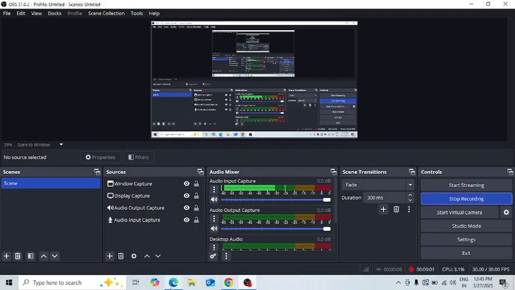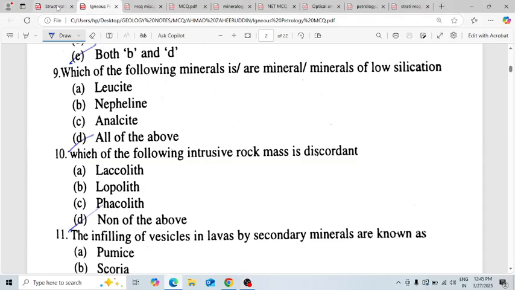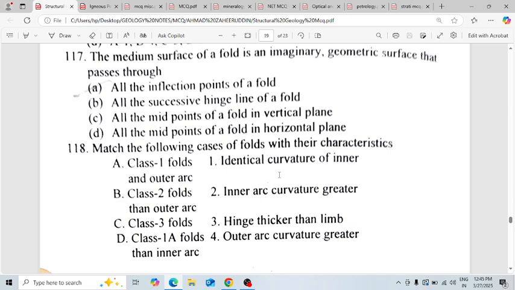Okay, let's start. This will be the ending for structural geology. The median surface of a fold is an imaginary geometric surface that passes through all the inflection points of a fold.